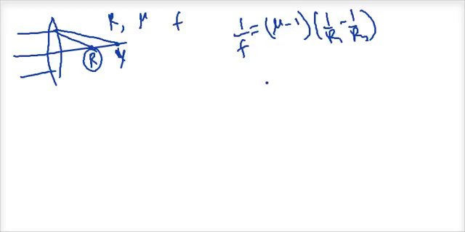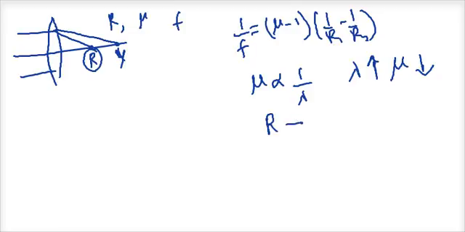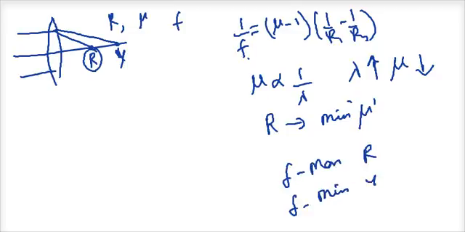Why? Because mu changes, and mu is inversely proportional to lambda. That means as lambda increases, mu decreases. Red light has the maximum lambda. Because it has maximum lambda, it will have minimum mu. Because it has minimum mu, this value will be minimum, and if this value is minimum, f will be maximum. So f will be maximum for red light and f will be minimum for violet light.